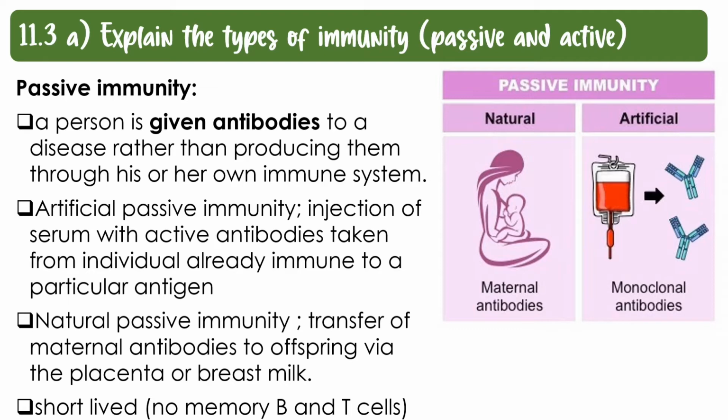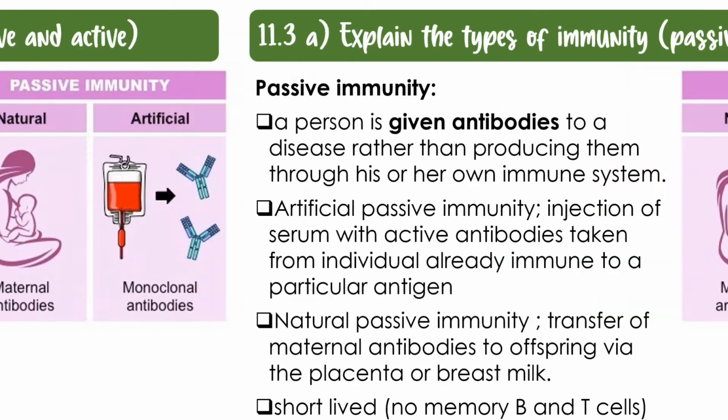This means that the protective value of the antibody will not last long. Since the antibody was not produced inside the body of the person, this means that their own immune system has not been activated. So, there are no memory B cell or memory T cell present inside the body of the person receiving the passive immunity. Without memory B cell or T cell, the person is still susceptible to future infection.